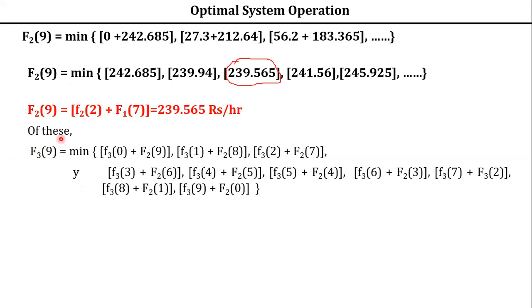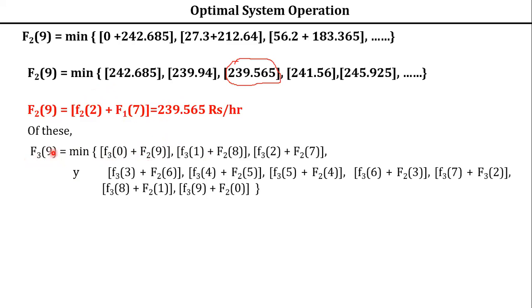F3 of 9 is equal to, you know that one, how to write it? This is 0, and the total load is taken by the second unit. How are you getting it? Here n is 3. What is the suffix in capital F? n minus 1, that is 3 minus 1, it is 2. That means, what about the combination of F2 and F1? Already we have done F2 and F1, we got this value. No need to do it again. That is the beauty of dynamic programming.